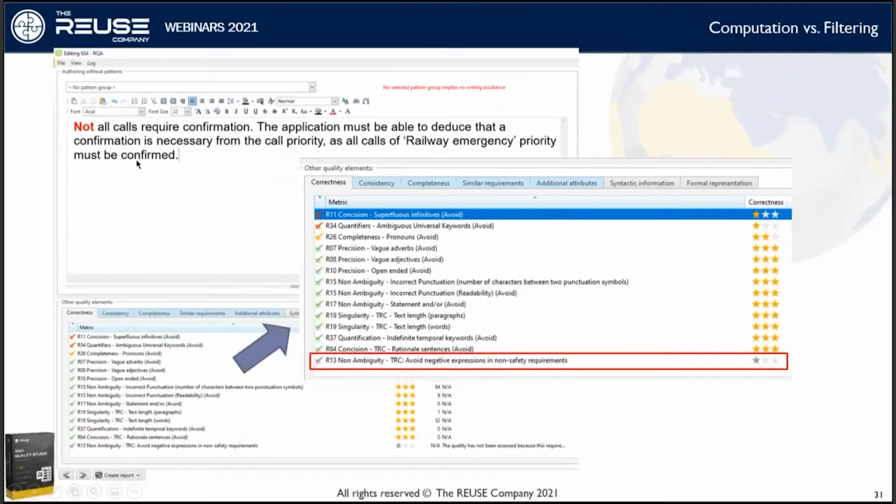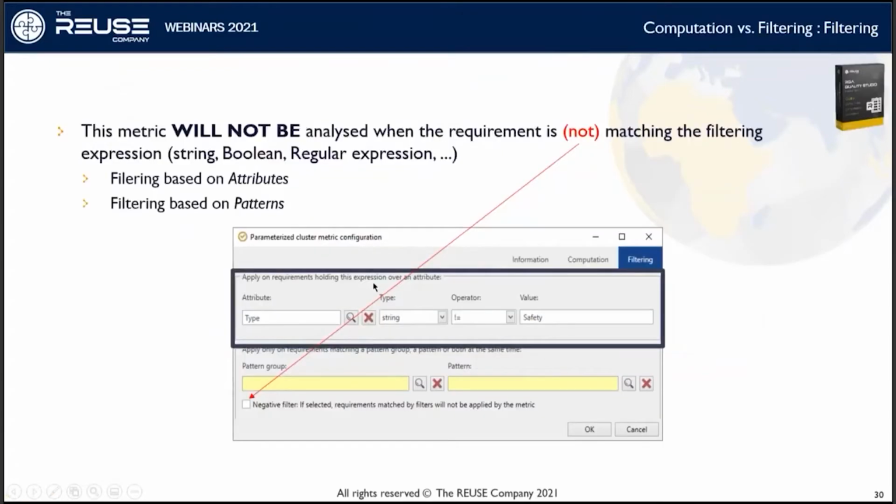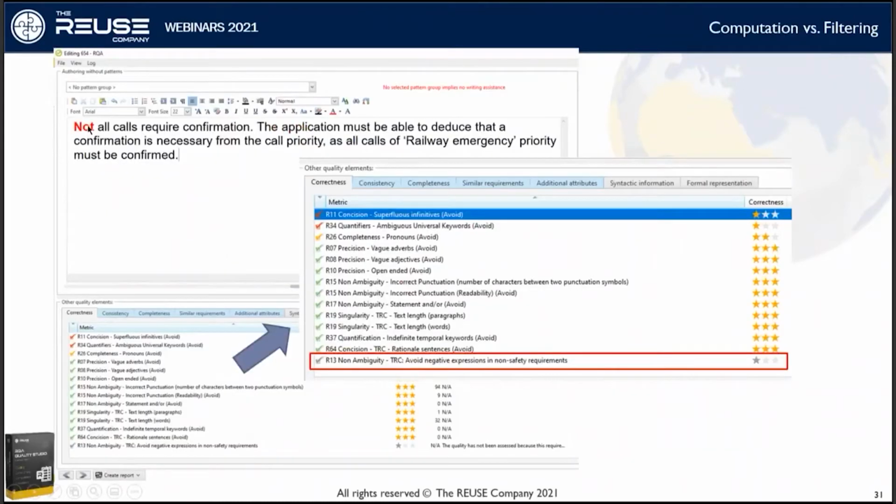This is a safety requirement, and we have the negative expression. The metric here is checking negative expressions, and if I say not, I can say it 1 time or 5 times. The metric will not check because we already match the filter of the attribute. So here it's a gray color code, and the description will be, the quality has not been assessed. Here, as you will see in the demo as well.